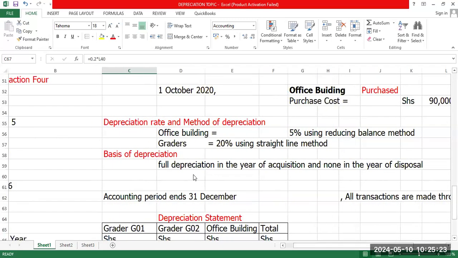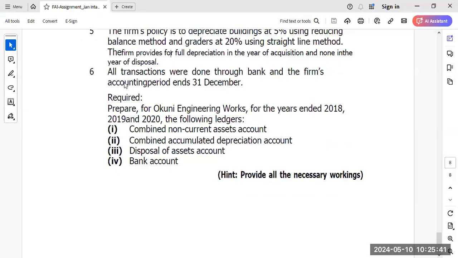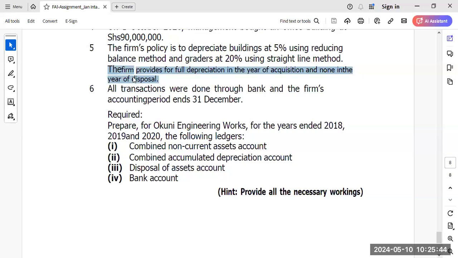You see that on note number 5, they actually told you, when you check note number 5, they said the firm provides for full depreciation in the year of acquisition. It is here. It is not my own thing. They will have to give you the basis. If they don't give you the basis, use time apportionment. Okay. That's what I did. That's what I wanted to clarify.